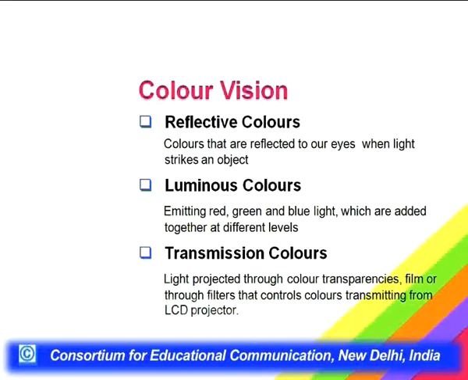Same with the case of colors transmitting through the LCD projectors. In LCD projectors also, colors are projected through the projector and on the screen. When you are delivering the lectures through the LCD projector, these colors you see on the screen, it is transmission color. Color is transmitting through the LCD screen. So these are the basic ways we can see the colors. And all are used in communication.